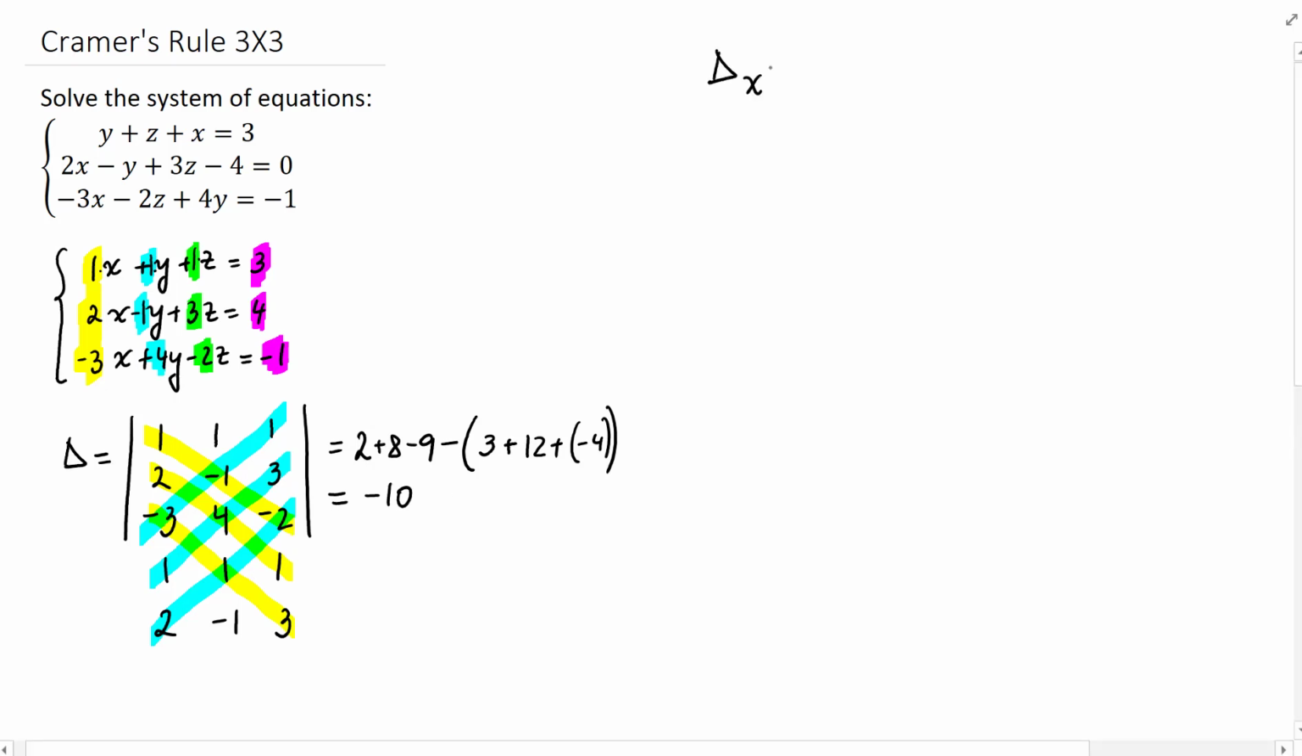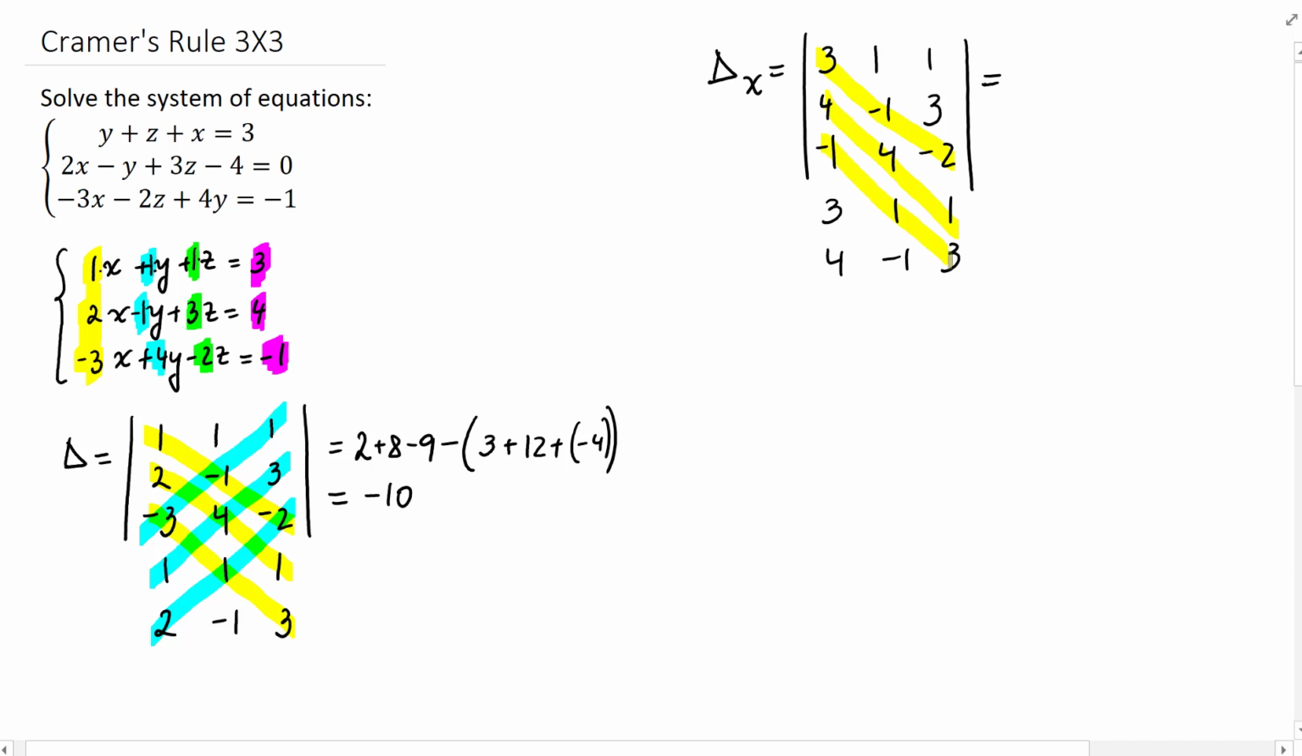So to find delta x, we go to delta, and instead of the first column, we put the column of constants, the purple one, 3, 4, negative 1. And we copy all the other columns from delta the same. So 1, negative 1, 4, and 1, 3, negative 2. Now in order to solve the determinant, we follow the same rule. We copy the first two rows and then the main diagonal.